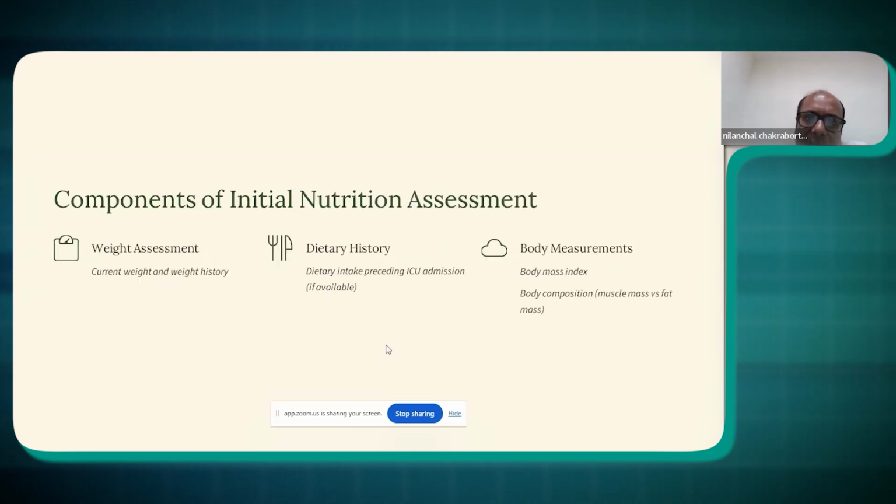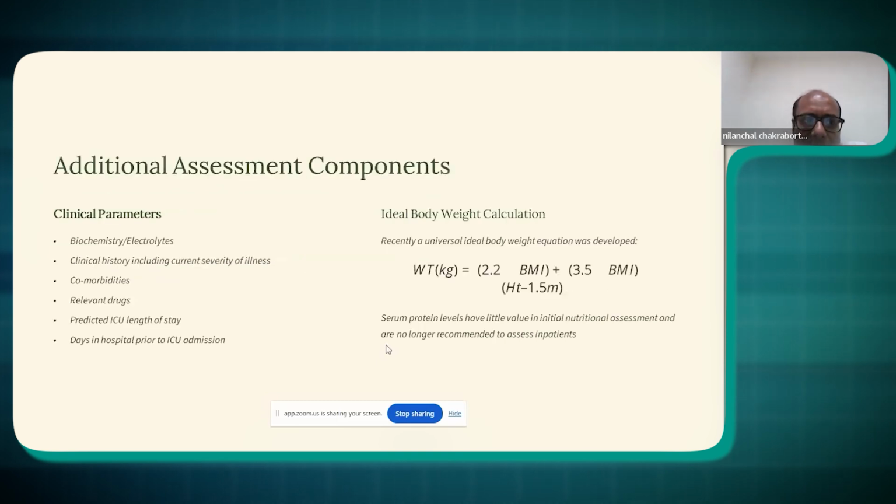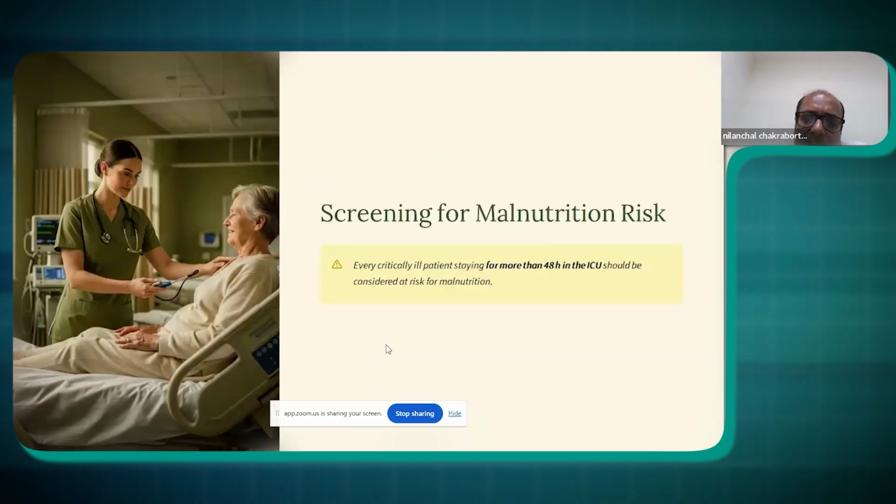While assessing the patient's nutritional need, you have to assess the pre-admission history, the dietary history, the body mass index, the body composition, muscle versus fat mass, and the clinical parameters in terms of biochemistry, the electrolytes, potassium, magnesium, phosphate, comorbidities, and other associated drugs, and predicted ICU length of stay. Then, based on the ideal body weight, you try to calculate the calorie and protein need of the patient. These are all available in MedCalc, no point in memorizing, just understand the concept.